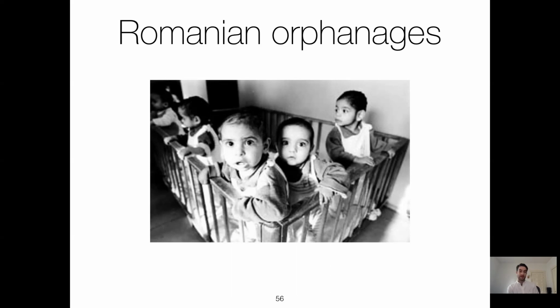Families were fined if they had fewer than 5 children. So if you were of a certain age and you had been married for a certain amount of time and you did not have 5 children, you would be fined.